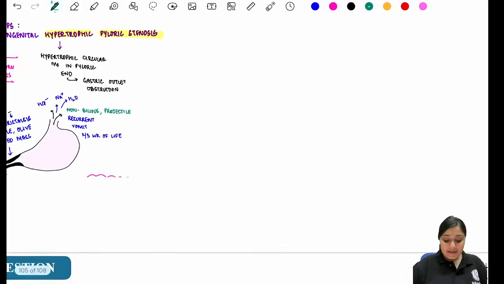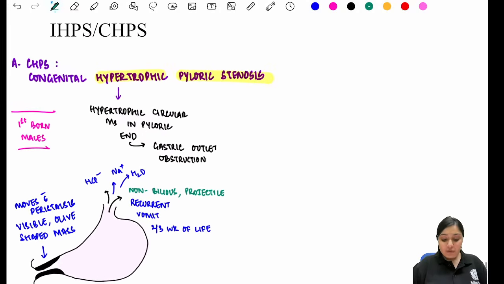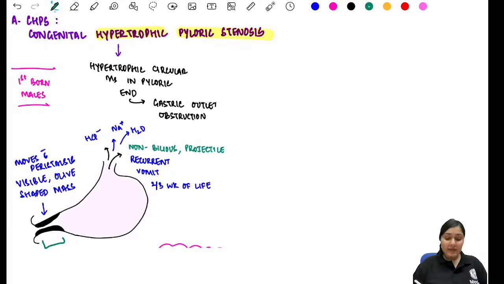So let's revise this IHPS or CHPS. IHPS, idiopathic hypertrophic pyloric stenosis, previously known as CHPS, that is congenital hypertrophic pyloric stenosis. The name itself has said it, right? Hypertrophic pyloric stenosis. So the pyloric end of the stomach is hypertrophic. So that causes my gastric outlet obstruction. So this child is going to have recurrent vomiting. How would these vomitings be? Would these be bilious or non-bilious? These are going to be non-bilious projectile vomiting.